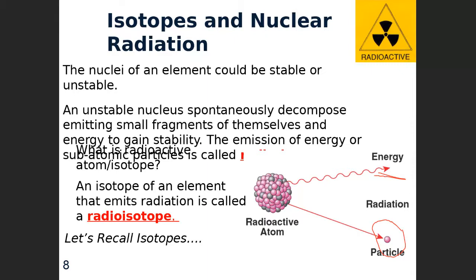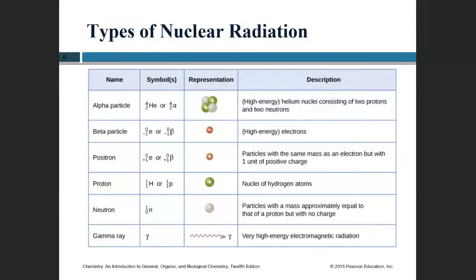So we have an isotope, and this isotope has a nucleus, and the nucleus is unstable, and it will emit particles or radiation or both of them, and this isotope we are going to call a radioisotope. We have types of nuclear radiation that we are going to talk about now.